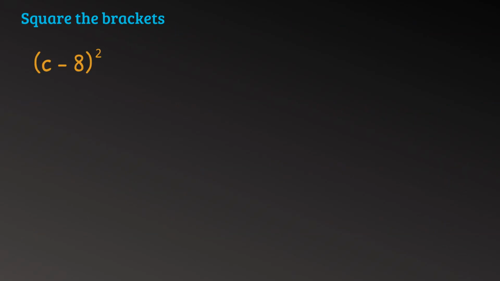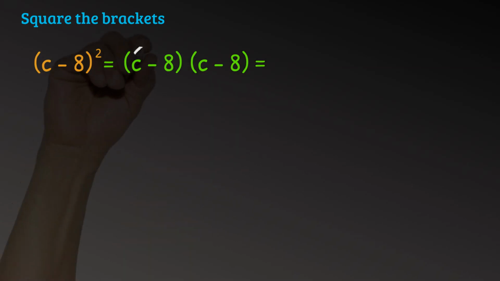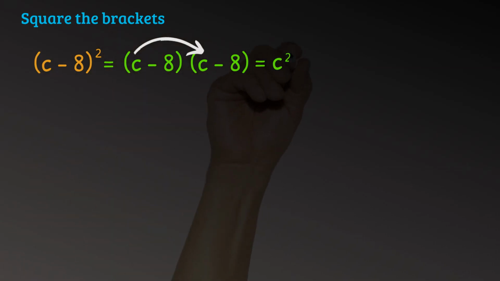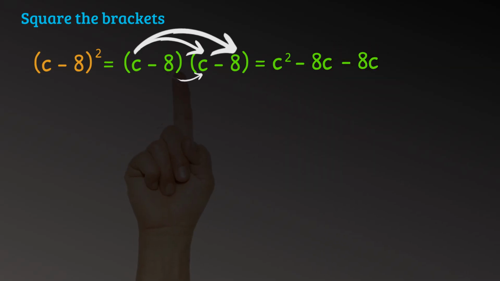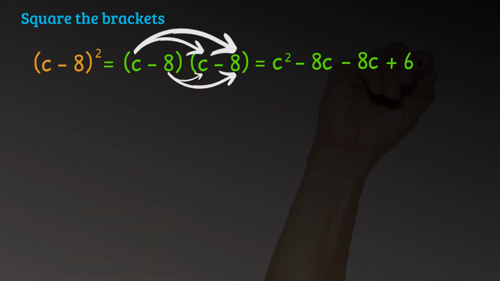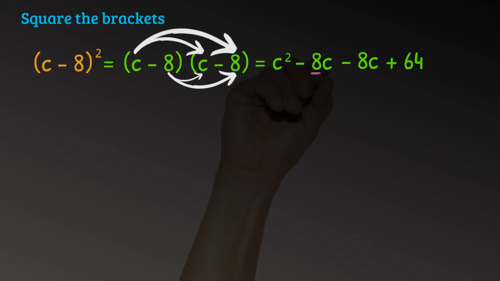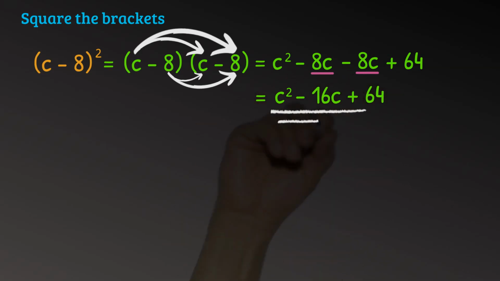So if we have a bracket, for instance c minus 8 squared, that's the same as saying c minus 8 times by c minus 8. Then we multiply the brackets out, for instance c times c gives us c squared, c times minus 8 gives us minus 8c, minus 8 times by c gives us minus 8c, and minus 8 times minus 8 gives us 64. Then we can add the minus 8c's together, which gives us c squared minus 16c plus 64.